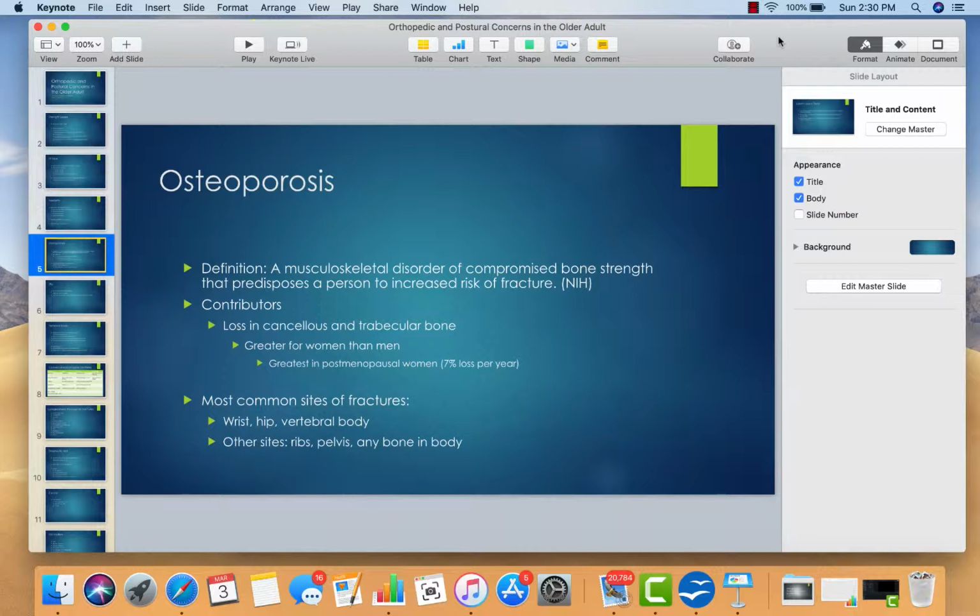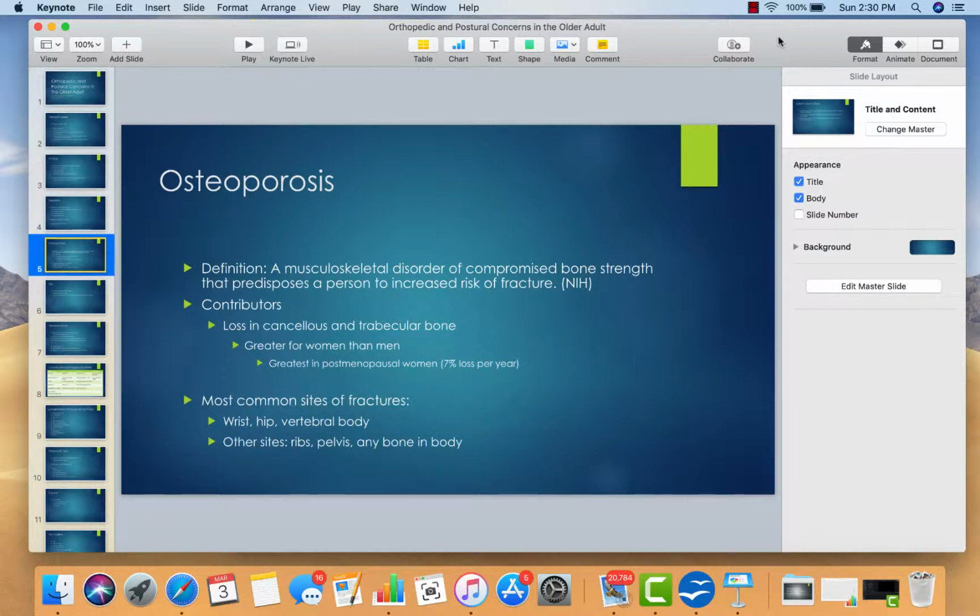Okay, let's talk a little bit about osteoporosis. This is a musculoskeletal disorder of compromised bone strength that predisposes a person to increased fracture risk. And that is from the National Institute of Health. The contributors or the causes are due to losses in the cancellous or trabecular bone. And as we talk about where these fractures occur, we'll know that they're mostly where that type of bone is.